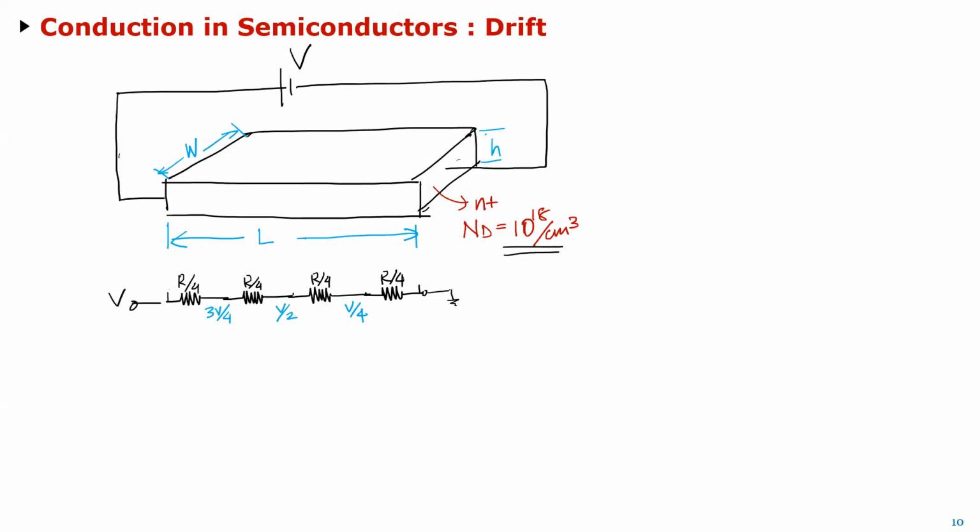You can obviously use all the previous theory, but a simple way to look at it is, because this is a uniform material, you can think of it as a series R. Let's say this entire material was R, then you can divide it into 4 equal pieces, each R by 4, and then just applying the voltage division rule, you can figure out that if this is V and this is ground, then this is 3V by 4, this is V by 2, this is V by 4.